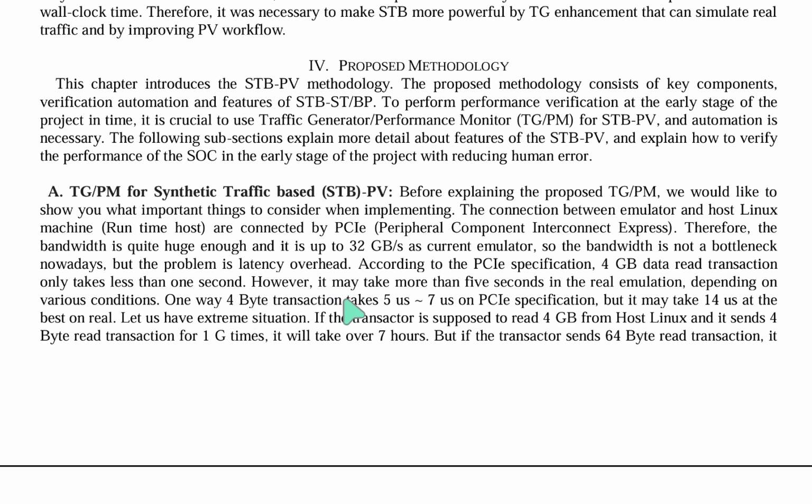One-way 4-byte transaction takes 5 to 7 microseconds on the PCIe specification, but it may take 14 microseconds at best in real. Let us consider an extreme situation. If the transaction is supposed to read 4 GB from the host Linux and it sends a 4-byte read transaction 1 G times, it will take over 7 hours.